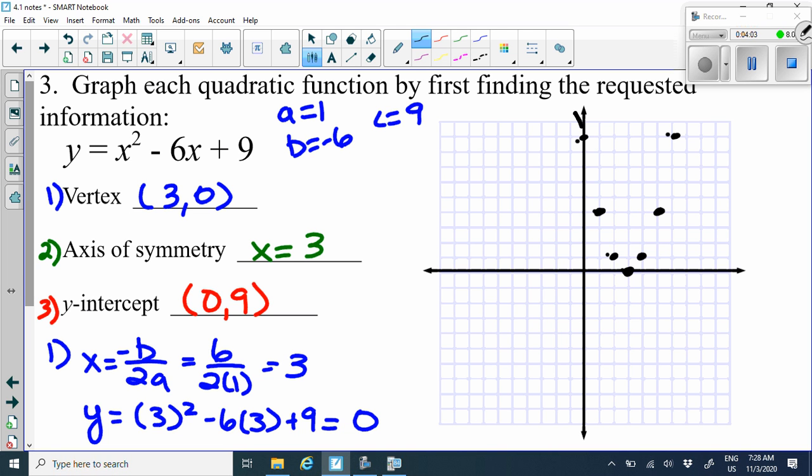There we go. Okay, connect the points. Make sure you make a lovely U shape, so there is a curve to it. And notice we are opening up, and our vertex is a minimum. So this would be the graph of our quadratic function.